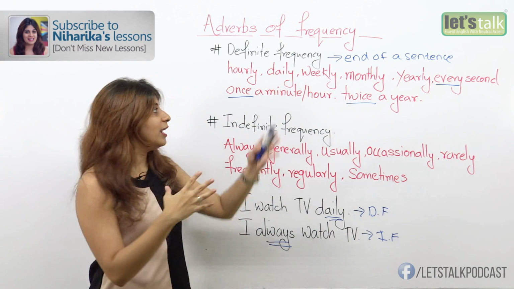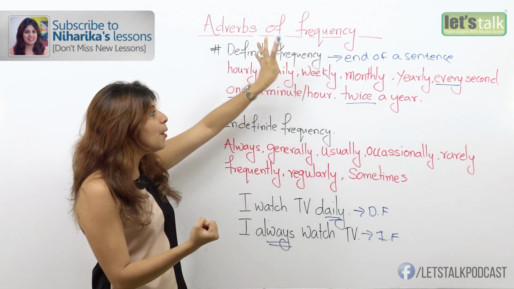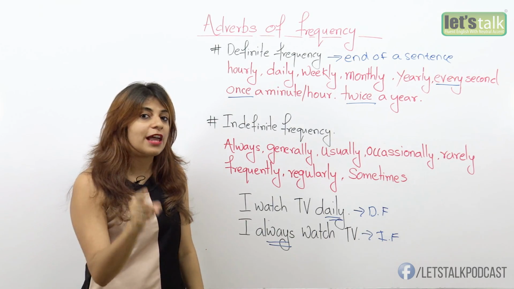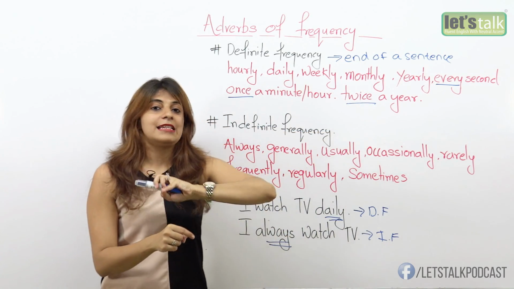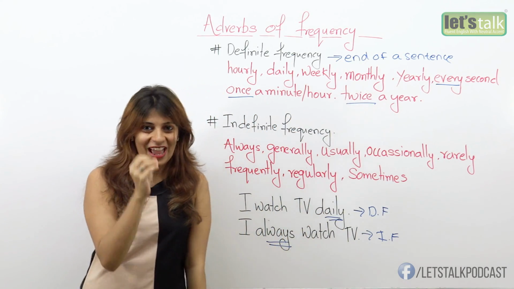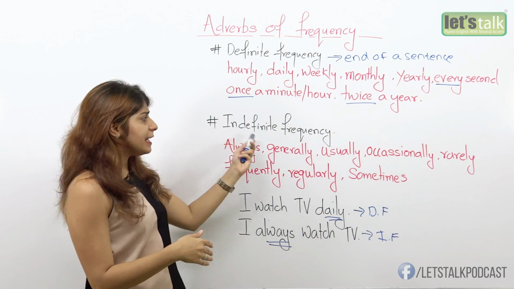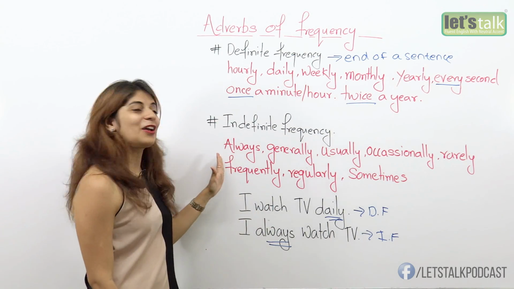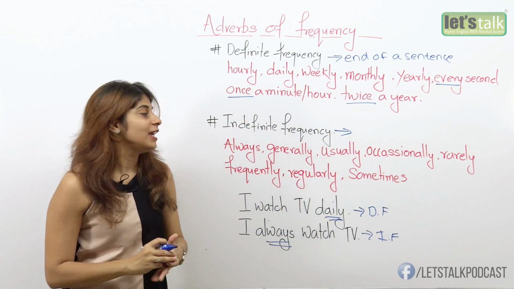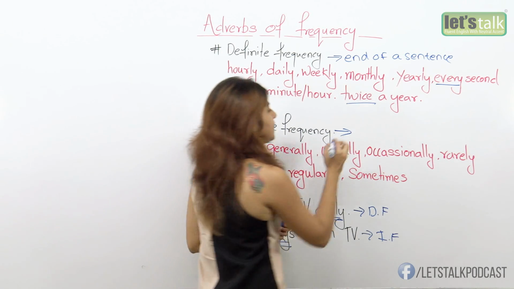So if you really go through the examples that I just mentioned, you will realize that most of these words that I have used, they come at the end of a sentence. So therefore, you need to make a note that definite frequency adverbs will always come at the end of a sentence. Okay? Now let's understand which are the adverbs that come under indefinite frequency. Well, that's what we are going to look at. And also, you need to keep in mind that usually the indefinite frequency adverbs come in the middle of a sentence.